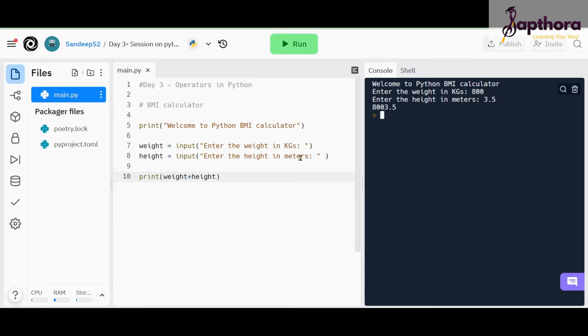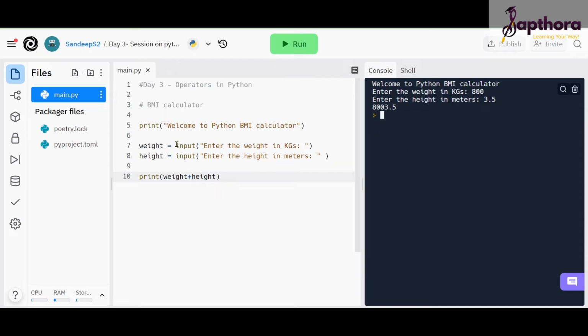Oh my God. But this is not the actual addition, right? You might be thinking, this is 800 and next to it 3.5 is coming like that, and this is becoming 8003.5, which is not a correct answer, right? So what is happening here? Let us understand. This is a very, very important thing, and it's a usual mistake that we make.